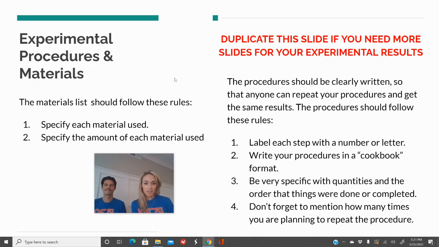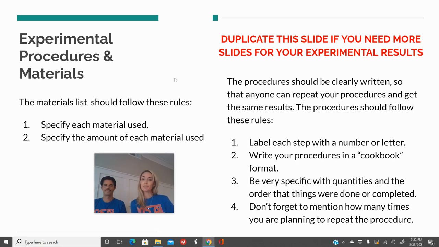On this slide is where you're going to detail your experimental procedures and materials. The material list should follow these rules. You need to specify each material used and the amount of each material used. The procedures should be clearly written so that anyone could repeat your procedures and get the same results.